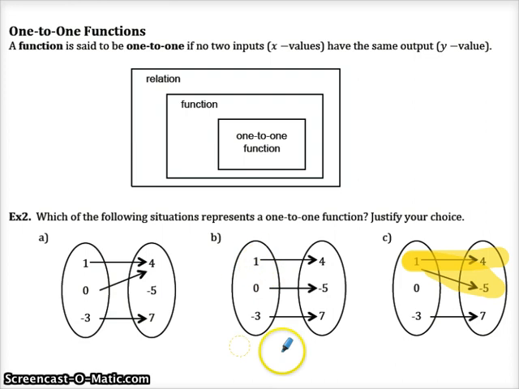But this one, everybody's happy, right? Because for everything in this kind of domain set, this x over here, it only leads to one y. And if we had to go backwards, which is also a feature of one-to-one, if I had to figure out where this came from, there's only one place it could have come from.